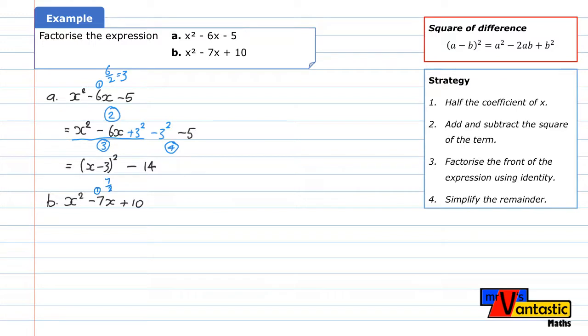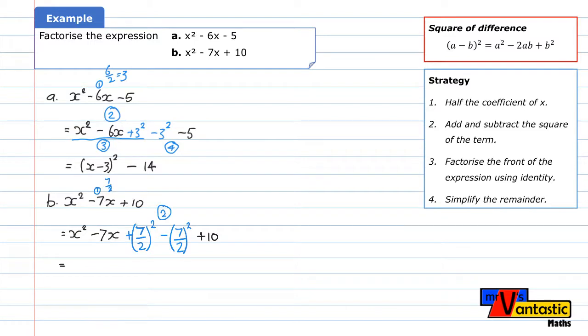So here's the ugly part. This is going to turn into x squared minus 7x, and then we're going to have plus 7 over 2 squared minus 7 over 2 squared. And then we still had our plus 10. You see why this is more ugly? We have a fraction. Fractions are not fun.